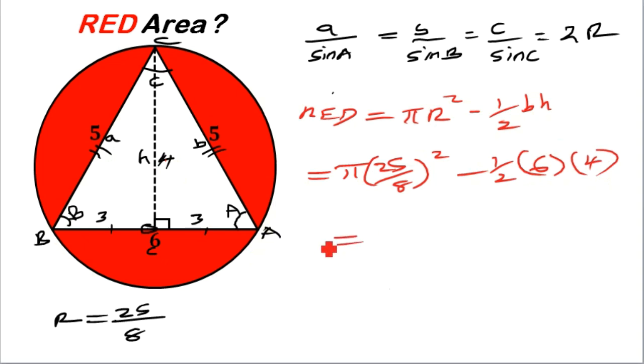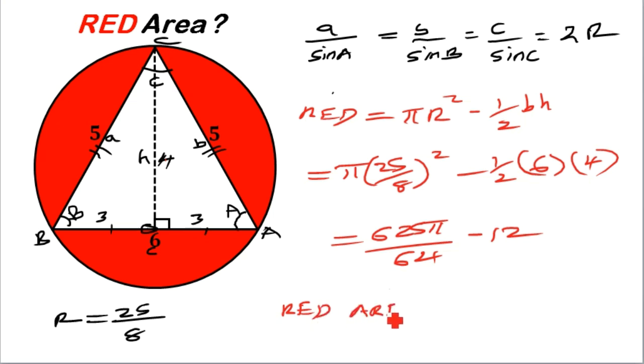So what do we get for the red area? 25 squared is 625 pi over 64, since 8 squared is 64. Then minus a half of 4, which is 2, times 6, which is 12. So the red area of this radical geometry problem is 625 pi over 64 minus the area of the triangle. The red area is the area of the circle minus the area of the triangle.